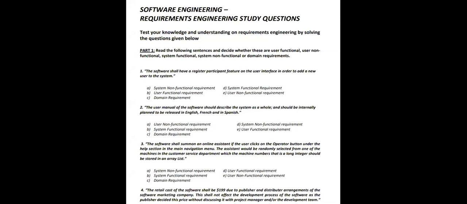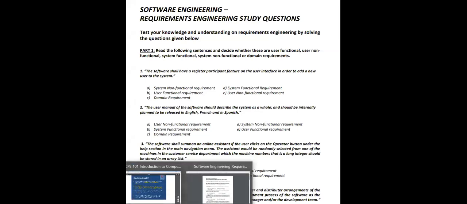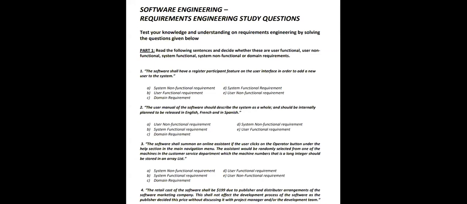So first thing you should decide here, is it a user, system, or domain requirement? Which one? User, right? Are you sure? So let's read it again. The software shall have a register participant feature on the user interface in order to add a user to the system. You are right, it's a user requirement.